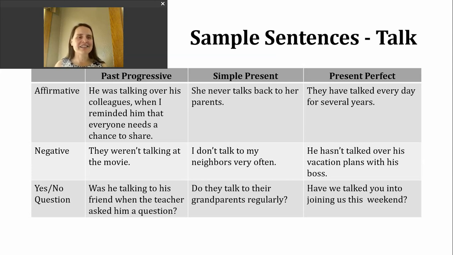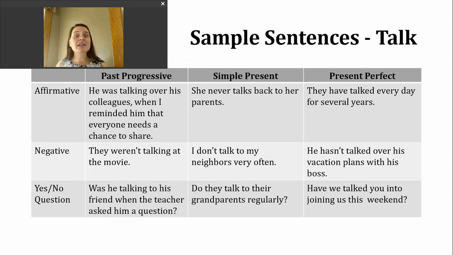Now let's move to simple present. In simple present, we tend to use this tense to talk about habits, routines, and facts. In the affirmative, the verb will change just a bit depending on what the subject is. If the subject here is I, you, we, or they, we'll use talk. But if our subject is he, she, or it, we need to add an S to the end of the base verb to make talks. Here's an affirmative sentence. She never talks back to her parents.